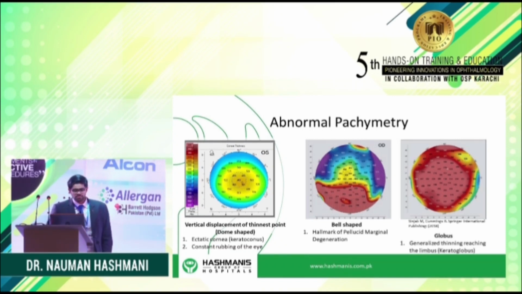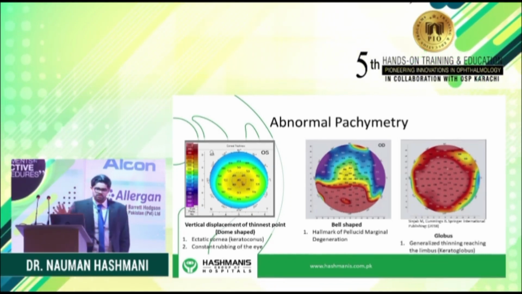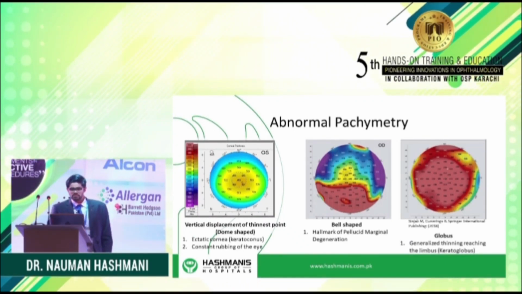And then two other conditions that you can see on a pachymetry are pellucid marginal degeneration, where you'll see this bell-shaped curve. It took me a while to understand why this was a bell, but you can see very clearly here that this is the bottom of the bell and this is the top of the bell. So the bell-shaped cornea is the hallmark of pellucid marginal degeneration. Then you've got keratoglobus, where you will see a globalized thinning of the cornea, a limbus to limbus thinning.